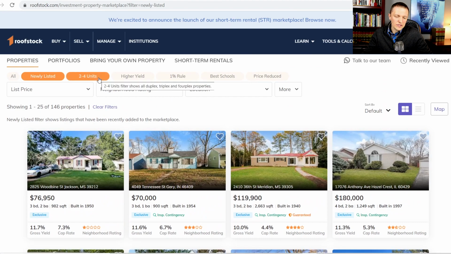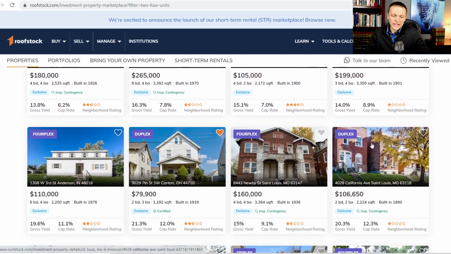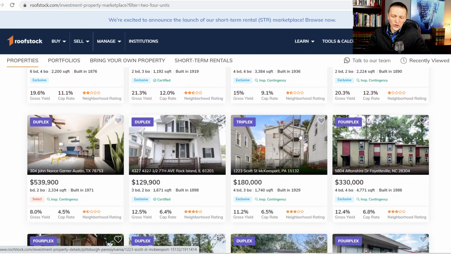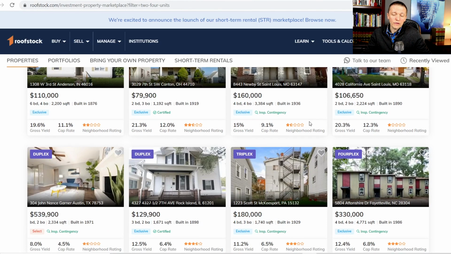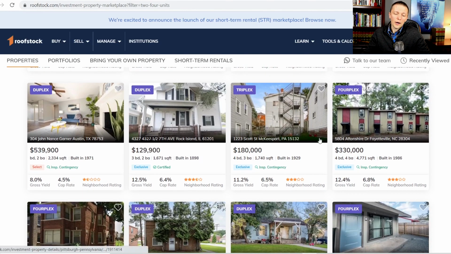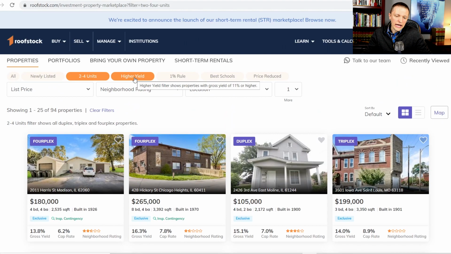Now let's see what happens if we click on 2 to 4 units. So 2 to 4 units, we've got 94 properties under this category. And on each one of those, there are labels that show you how many units are in each property. So we got fourplexes, we got a duplex, we got a triplex, and so forth. And most of them are going to be duplexes, triplexes, or fourplexes, although I did see some before that were larger, that were more apartment buildings, 5 units and larger, but those are pretty rare. So let's go back up and click on higher yield.